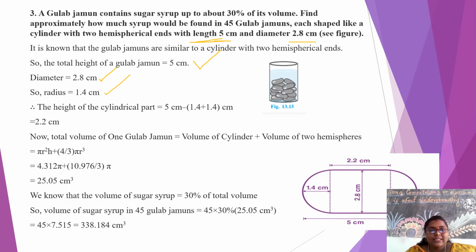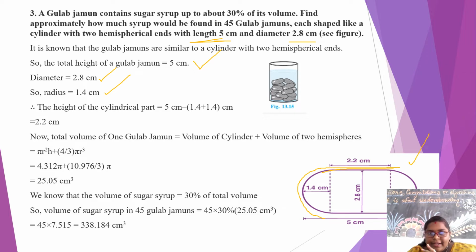Right. Next thing, the height of the cylindrical part. See, the cylindrical part only we need. You better see this figure. Clearly it will be mentioned. See this figure. Okay? In this figure, if you see, this is the cylindrical part and this is the hemispherical part. We need the height of this particular cylindrical part.